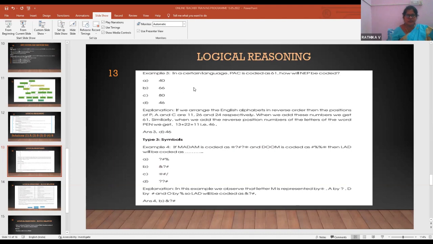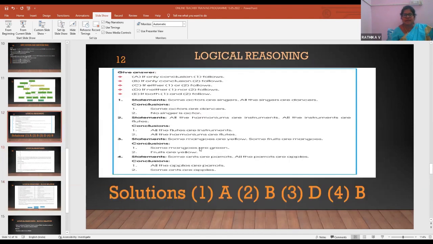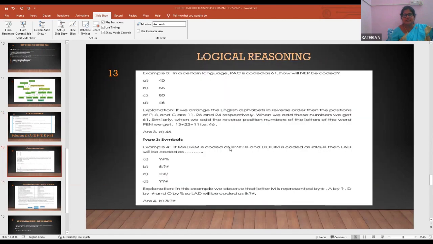So this is a coding and decoding concept, and this: madam is coded with a dash and doom is coded as dash. Then what will be lad? So these are exactly Prajna questions. It will be very interesting. The particular rules, everything is assigned. We have rules here, and these are blood relation questions.